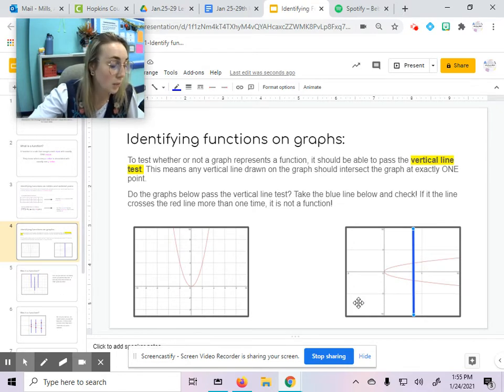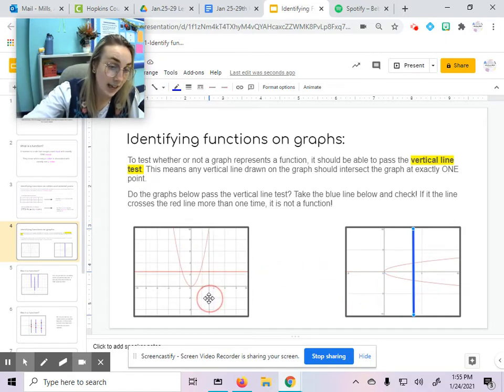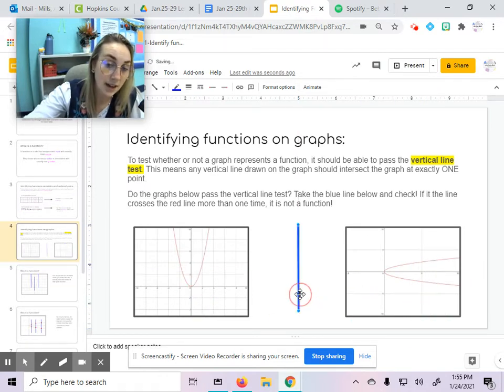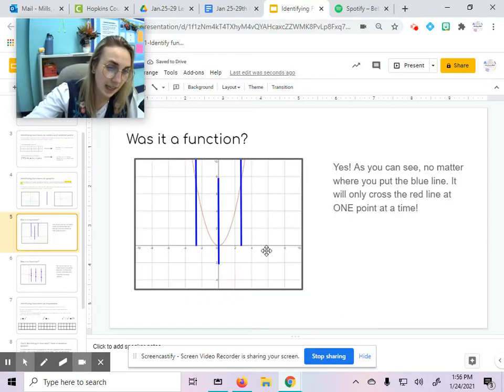Okay, so make sure you practice that this week and make sure you understand, the vertical line can only touch one spot on that line. If it touches more than one spot, it is not a function, okay? The next two slides, I kind of talk about that again. I put the line in different spots on this graph right here. No matter what, it touches only one spot on the line. Therefore, this is a function, okay?